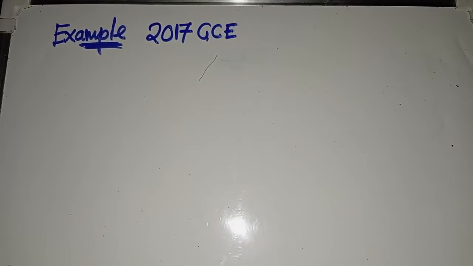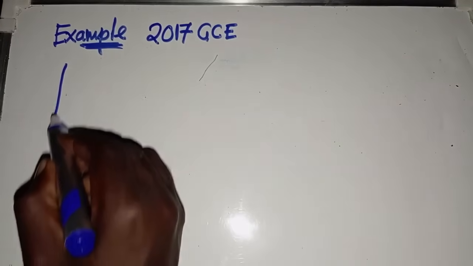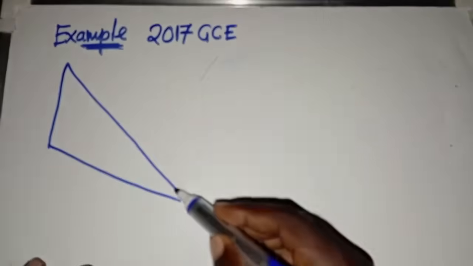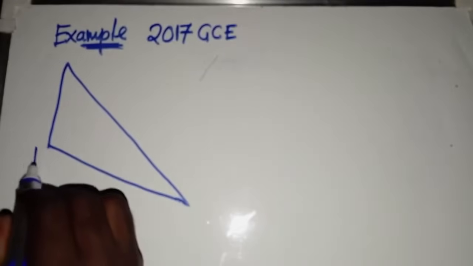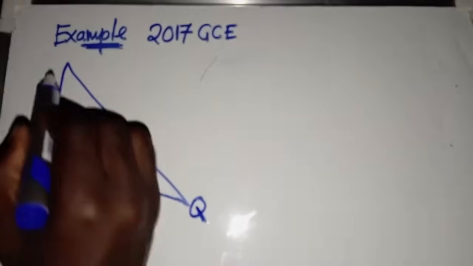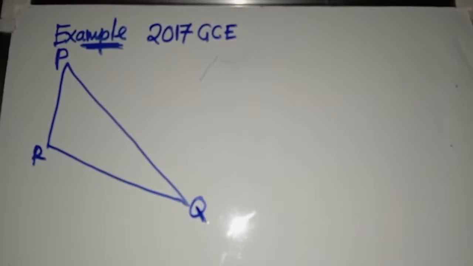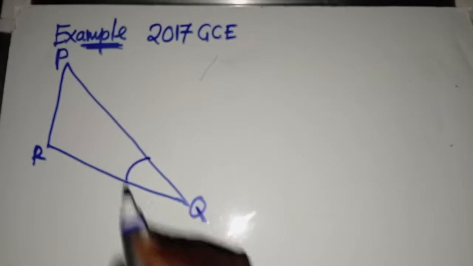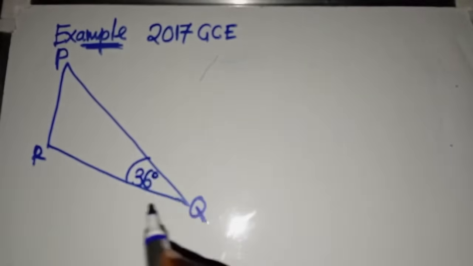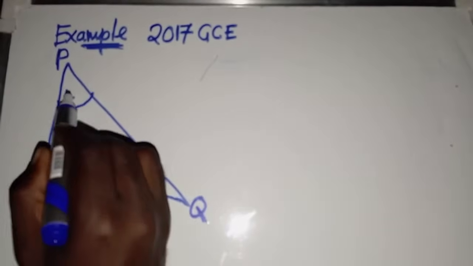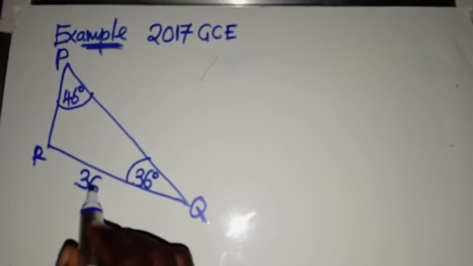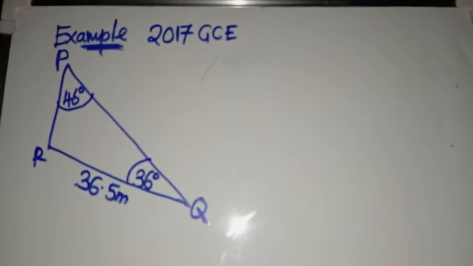The question was saying, in the diagram below, you're given a diagram like this. You've got R there, you also have a Q there, then we've got P there. These are points. We are given an angle here, which is 36 degrees. We are also given an angle there, which is 46 degrees. We are given a side here, 36.5 meters.